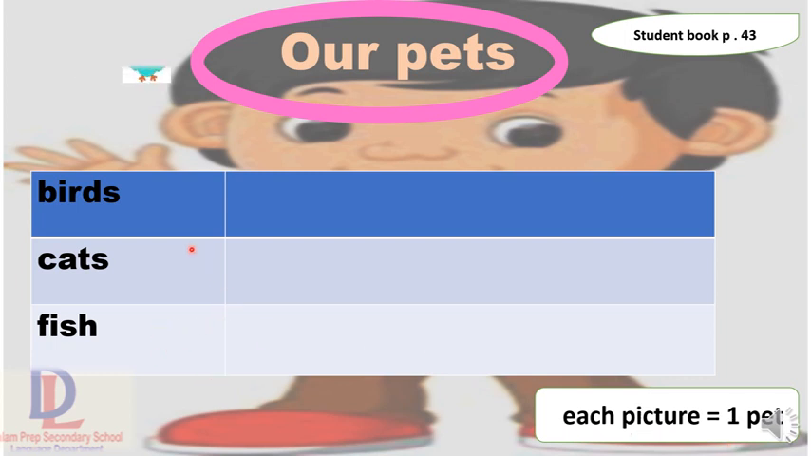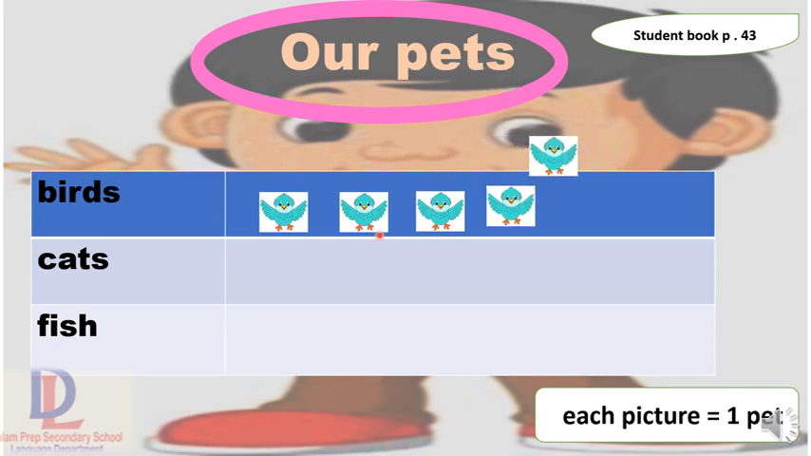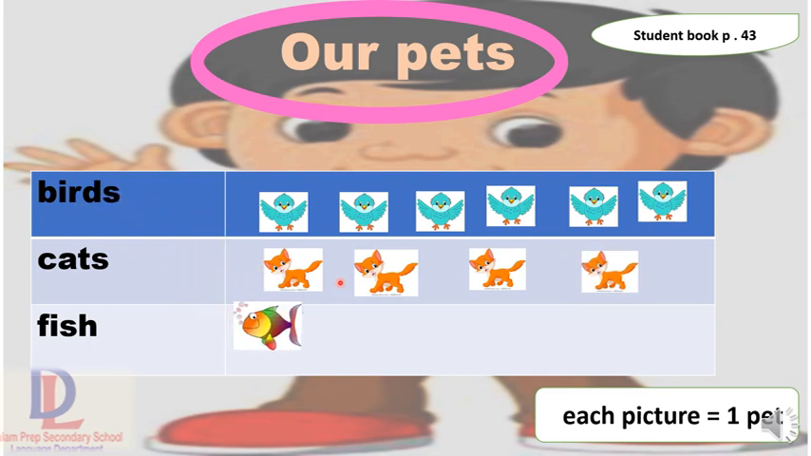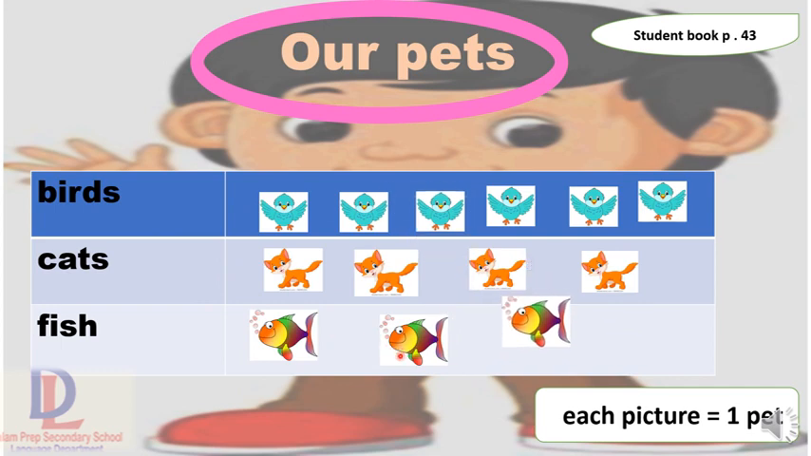Okay, now we have 1, 2, 3, 4, 5, 6. We have 6 birds. Okay, 1, 2, 3, 4. We have 4 cats. Okay, 1, 2, 3. We have 3 fish.